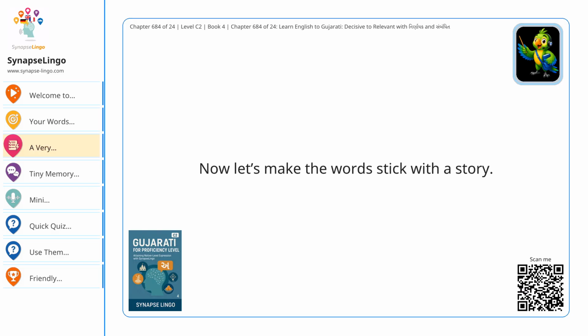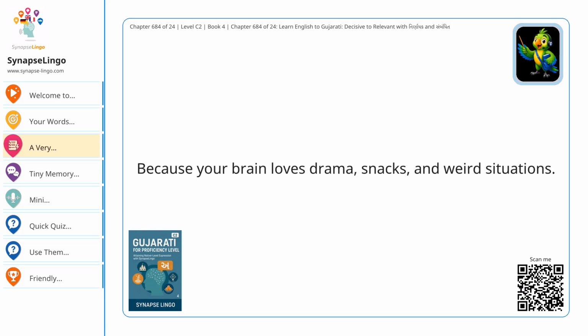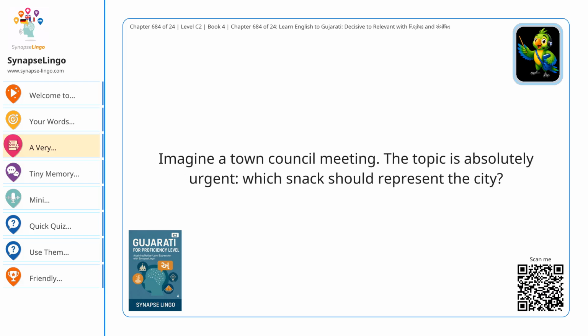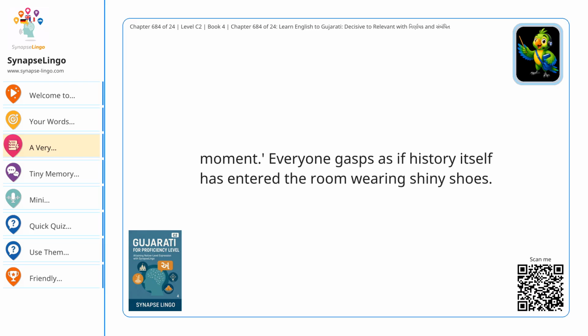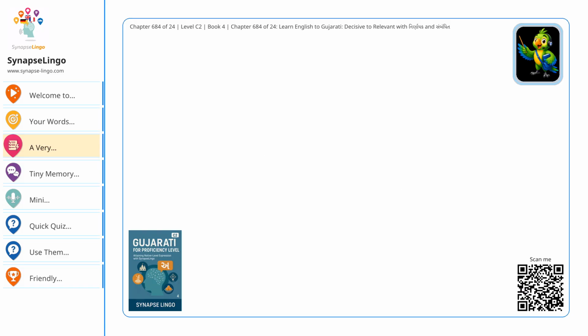Now let's make the words stick with a story. Because your brain loves drama, snacks, and weird situations. Imagine a town council meeting. The topic is absolutely urgent. Which snack should represent the city? The mayor stands up and says, "This is a निर्णायक moment." Everyone gasps as if history itself has entered the room wearing shiny shoes.